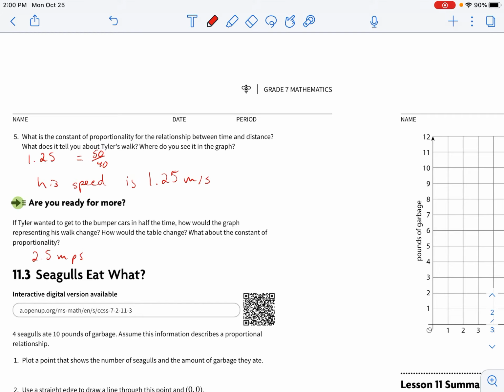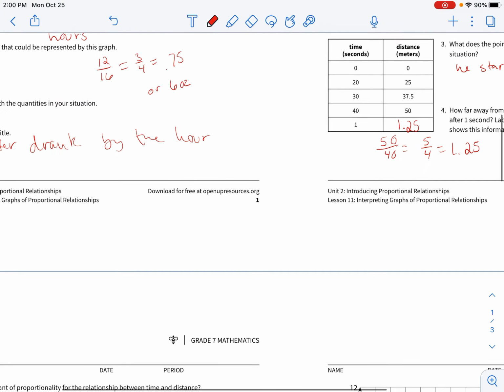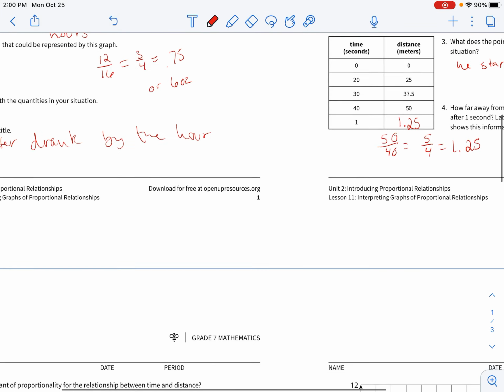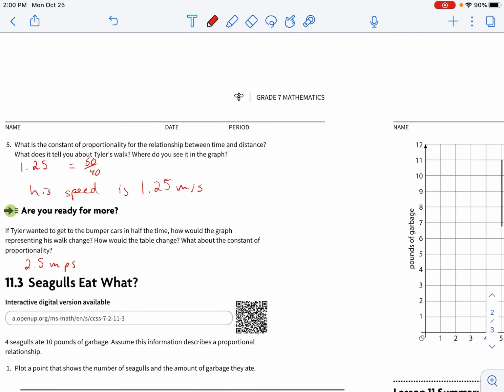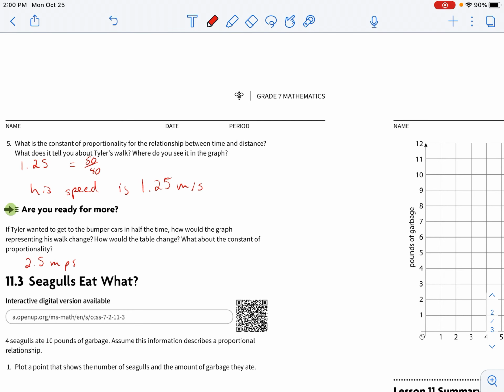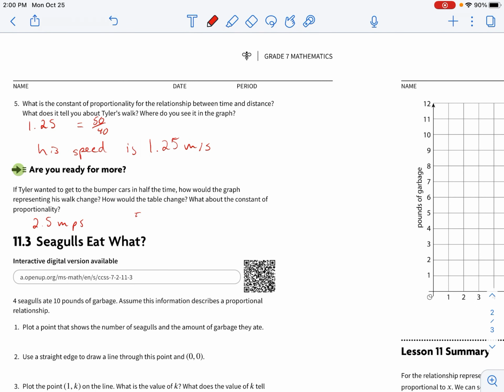And his x's would stay the same, but now the corresponding y's would all be doubled. So let's see, at 20 it was 25, 37.5. So now it would be, so he reached his destination of the bumper cars in 20 seconds, because in 20 seconds he would have gone 50 meters.